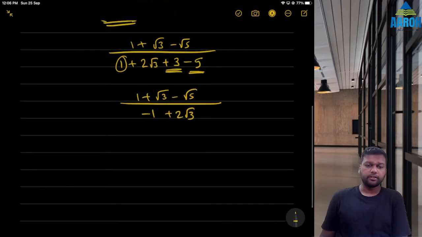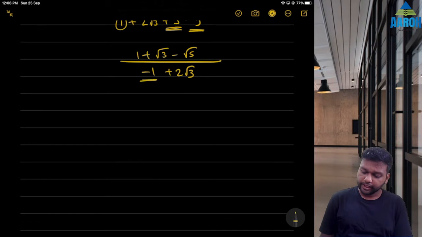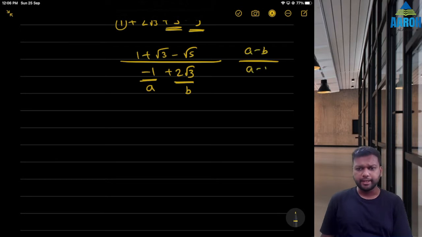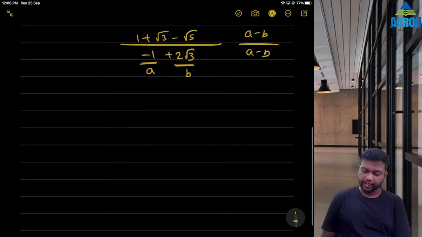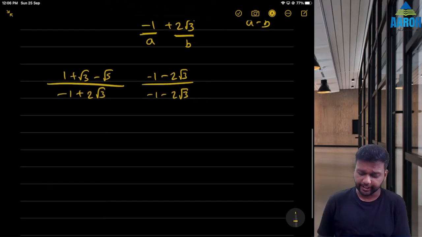Fine. So let's try to solve this. Again this is a plus b, right? So we'll again multiply by a minus b upon a minus b, again the same thing. So what will happen, concentrate, the numerator is as it is 1 plus root 3 minus root 5 upon minus 1 plus 2 root 3. Now we'll multiply this by minus 1 minus 2 root 3 upon minus 1 minus 2 root 3. So we are not doing anything, we are just rationalizing it.